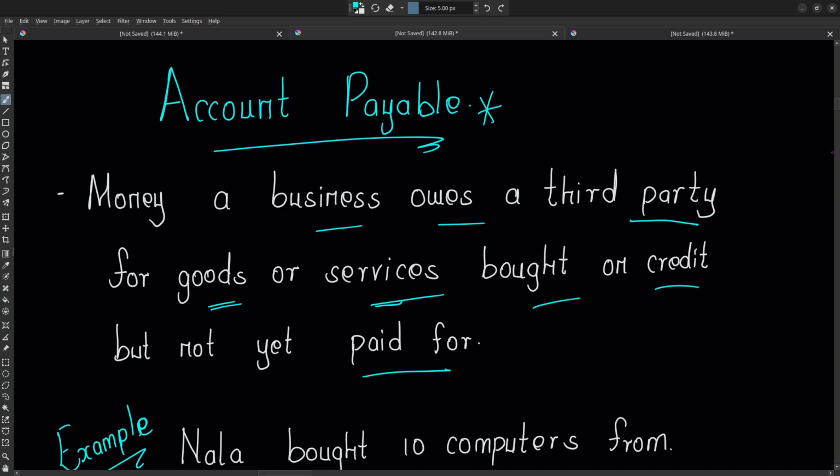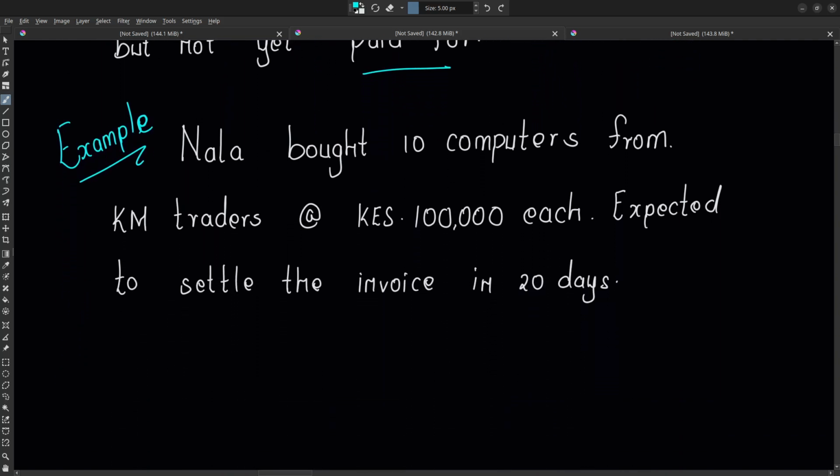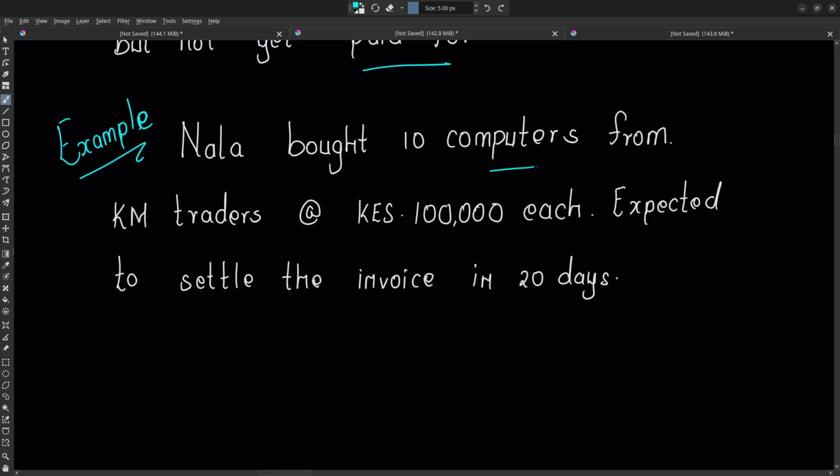So let us use this example to understand this. Nala bought 10 computers from KM Traders at Kenyan shillings 100,000 each, expected to settle the invoice in 20 days. Note that the invoice has been issued. We record the transaction in an account payable and an account receivable when the invoice has been issued. So in this case, we have 10 computers being sold at 100,000 each. So Nala bought them at 1 million, but they have not yet paid.